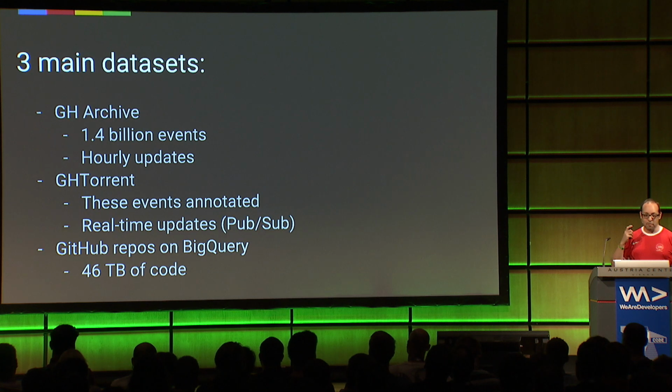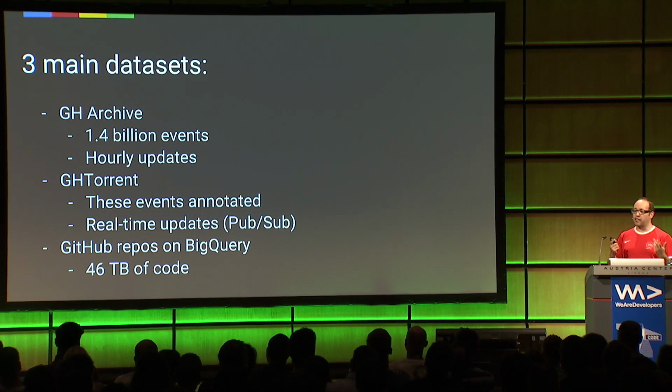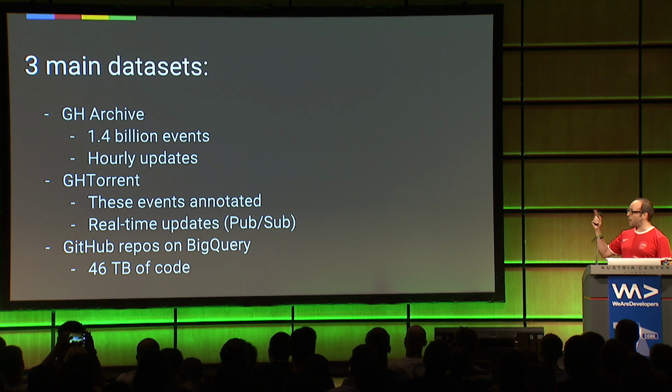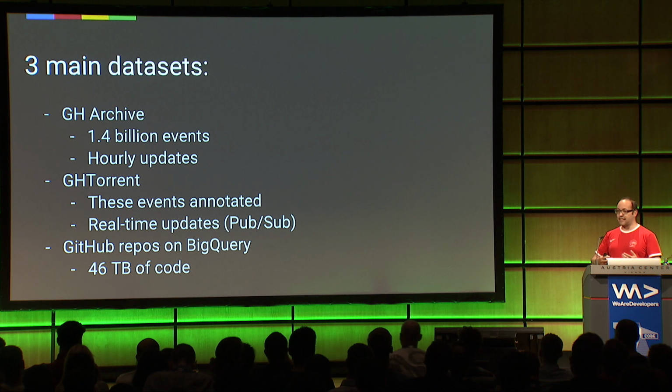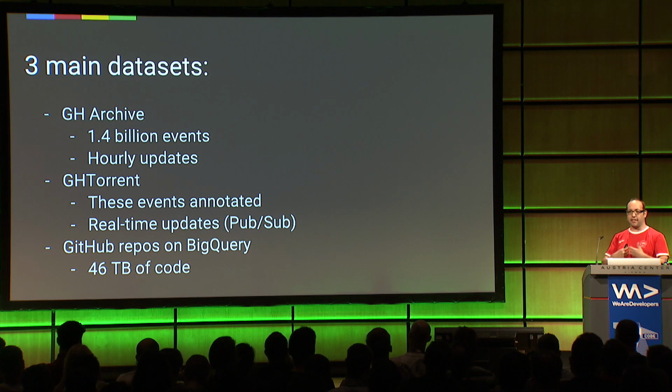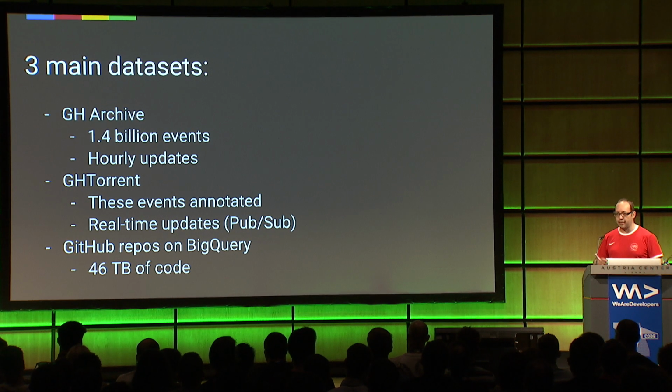So let's get started. There are three main data sets I'm going to be talking about today, and some more. But the three main data sets about GitHub. One is the GH Archive, previously known as GitHub Archive, that has more than 1.4 billion events, updates hourly. And then there are other data sets like GHTorrent. This one brings more data in, annotates, traverses the graph of knowledge within GitHub. It gets real-time updates. And we also have a copy of GitHub's code inside this tool. So you can analyze 46 terabytes of code with simple SQL.